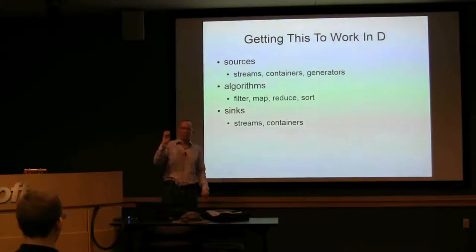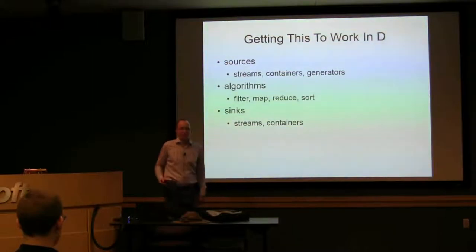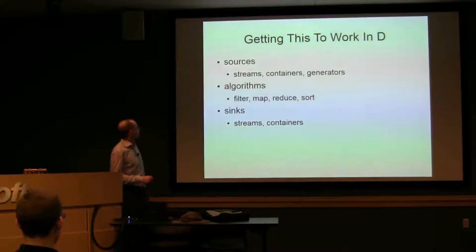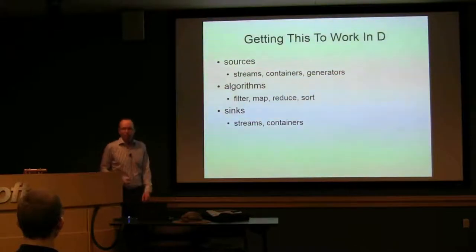Yes, that's what a generator is, an example. Random number generator, perfect example. It always gives you data whenever you want it. It's always there to give you more data. The classic algorithms are filter, map, reduce, and sort. Of course, there are more, but these are the classics.